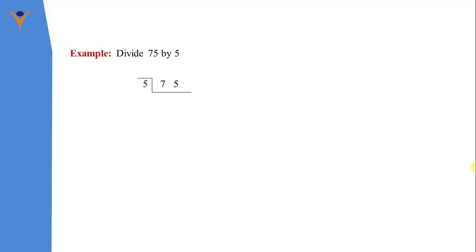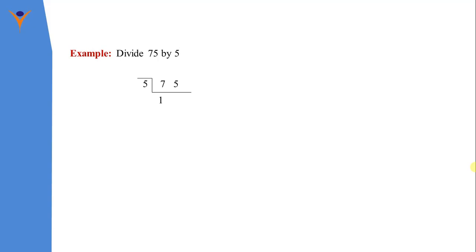Now to divide, you start from the left hand side. So we're going to first of all divide 7 by 5. If we do that, we have 1. Good. And again, we divide 5 by 5. That will give us 1.